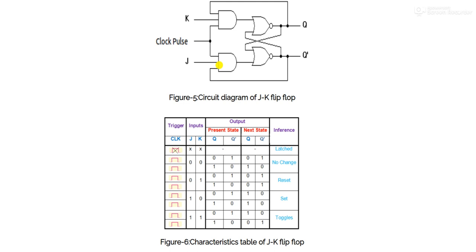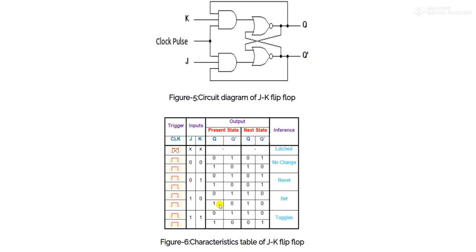So with the help of JK flip-flop, or we can say with the help of this circuitry, we are able to remove the forbidden state condition. So for this input combination 1 1, in the case of JK flip-flop we will get a toggle condition. Okay, toggling between these two outputs Q and Q bar.